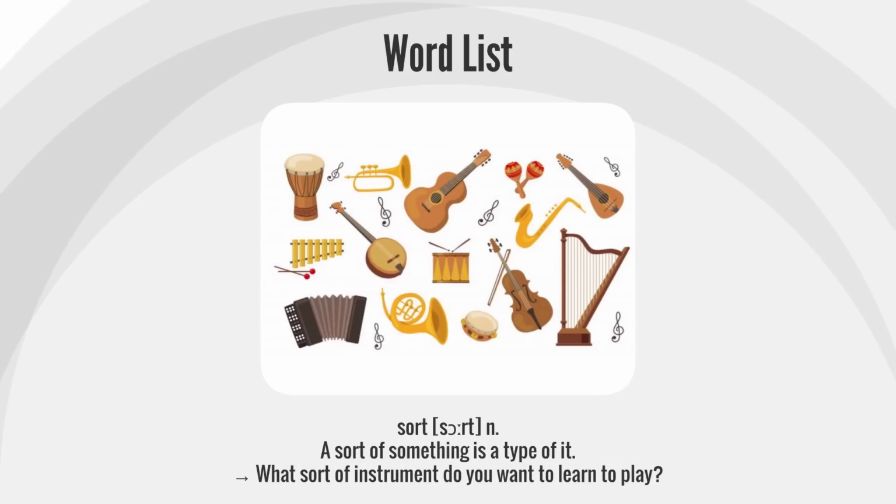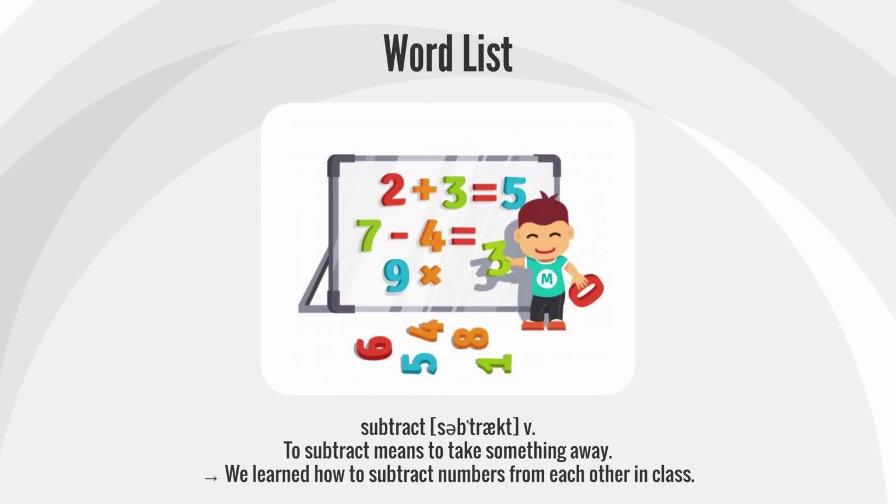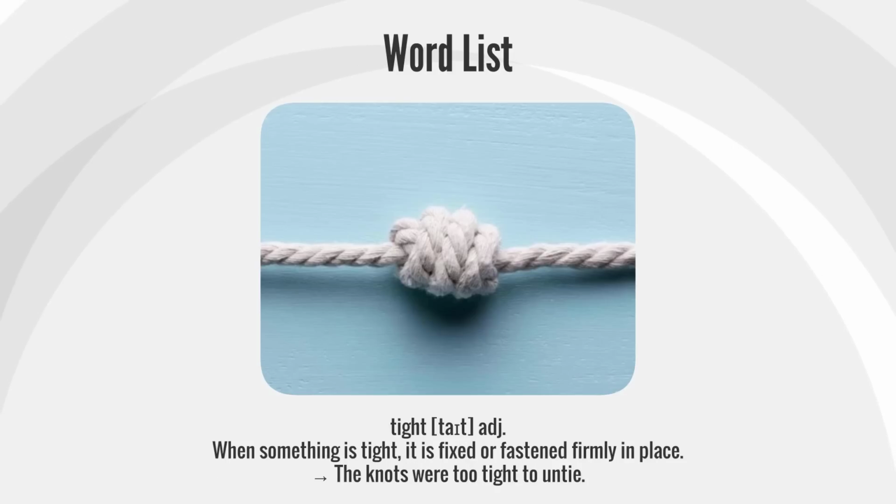Sort. A sort of something is a type of it. What sort of instrument do you want to learn to play? Subtract. To subtract means to take something away. We learned how to subtract numbers from each other in class. Tight. When something is tight, it is fixed or fastened firmly in place. The knots were too tight to untie.